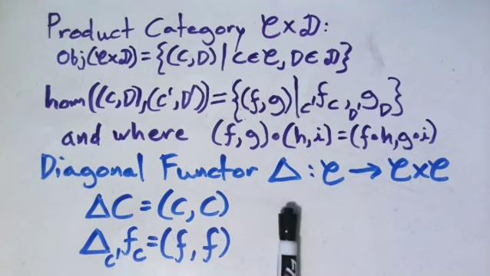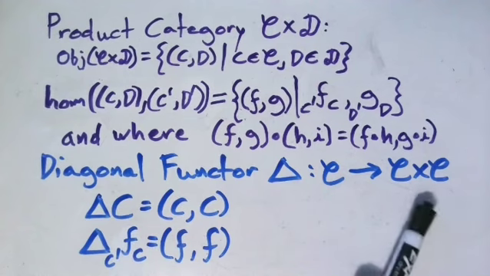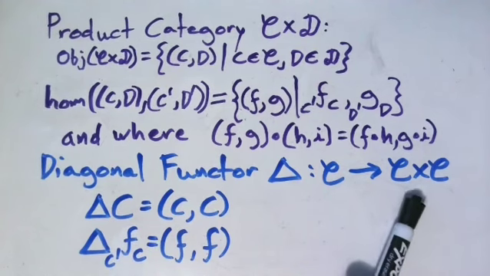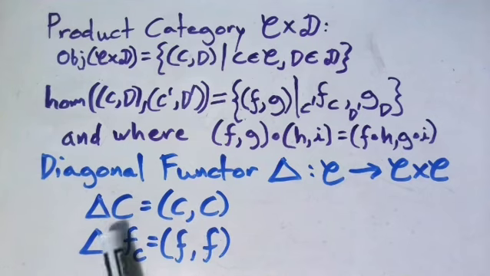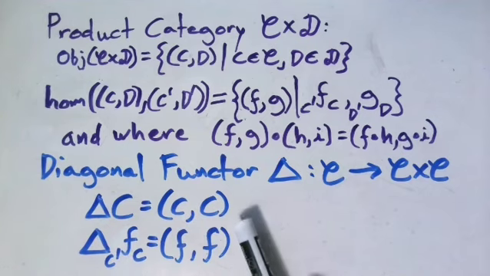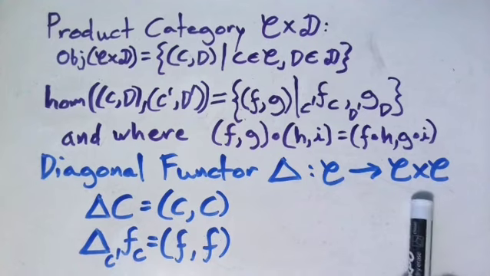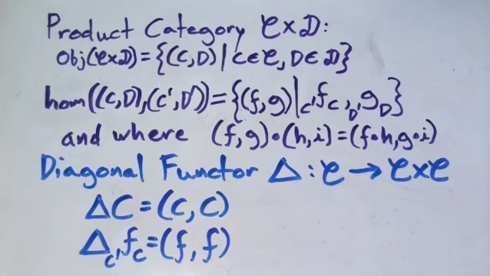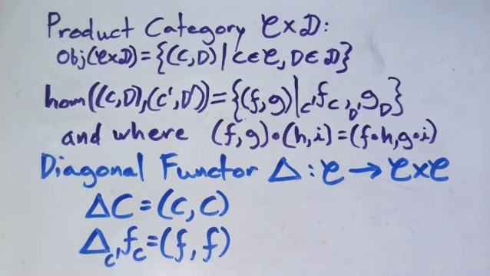So delta goes from a category C into the product category of C with itself, C cross C, and it simply sends any object C in C to the pair C, C, which is of course in C cross C, and it sends the morphism F from C to C prime to the pair F, F. So it just basically copies itself twice, either as an object or as a morphism.